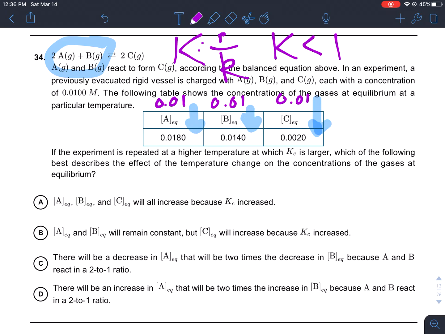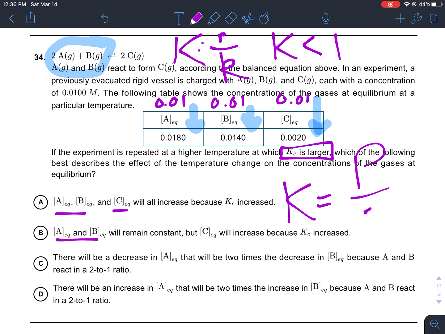Okay? All right. If this experiment is repeated at a higher temperature, which of the following best describes the effect of temperature change on the concentration of the gases? Oh, that wasn't even what the question was asking. If the experiment is repeated at a higher temperature, Kc is larger. If Kc is larger, you have much more product and less reactant, right? So A, B, C will all increase. No, A and B will decrease, but C will increase.